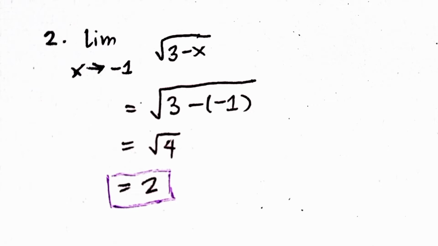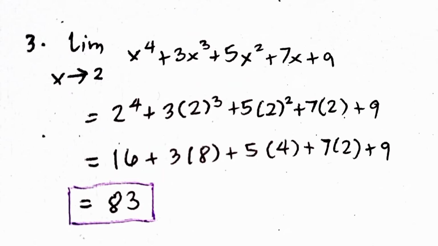We'll have the square root of 3 minus negative 1, which is equal to the square root of 4, which is equal to 2. Number 3, the limit of x to the 4th power plus 3x cubed plus 5x squared plus 7x plus 9 as x approaches 2. Do the same, plug in 2 to the x in the function. So we'll have 2 to the 4th power plus 3 multiplied by 2 cubed plus 5 multiplied by 2 squared plus 7 multiplied by 2 plus 9. So we'll have 16 plus 3 multiplied by 8 plus 5 multiplied by 4 plus 7 multiplied by 2 plus 9, which will equal 83.